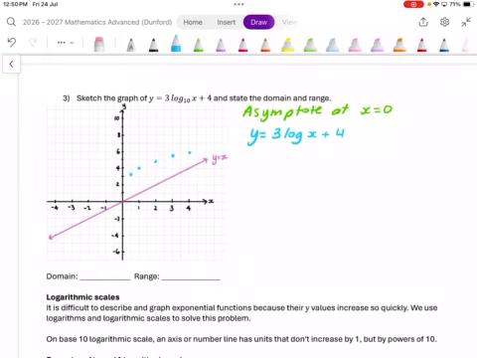Okay, and what you will notice is it's only ever so slightly going up. Okay, you need to make sure you label a key point. I do not care for log functions. Don't worry about your x-intercept.